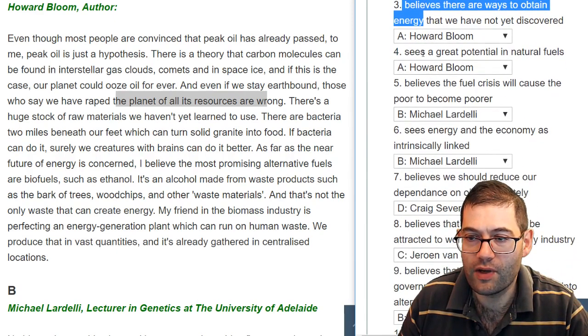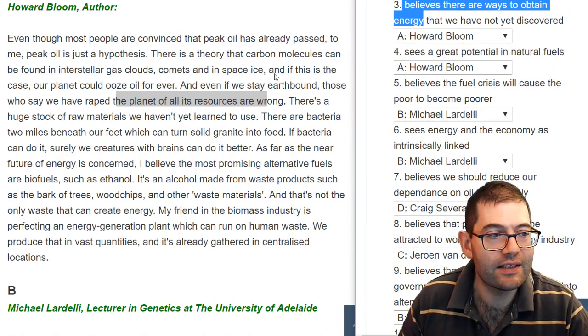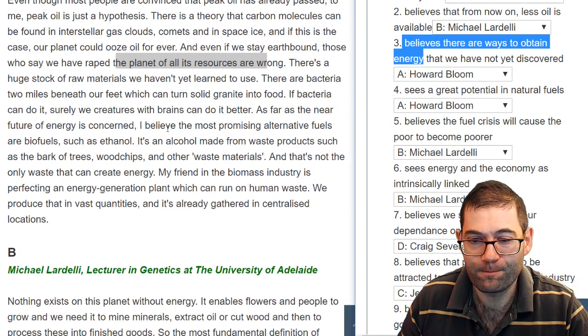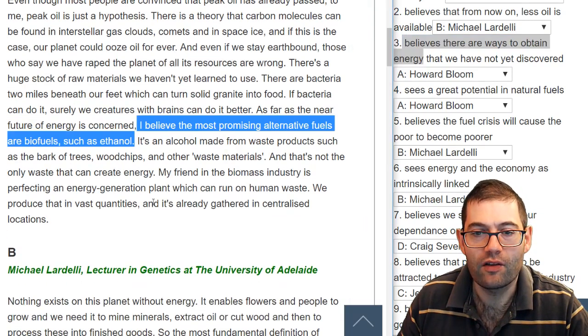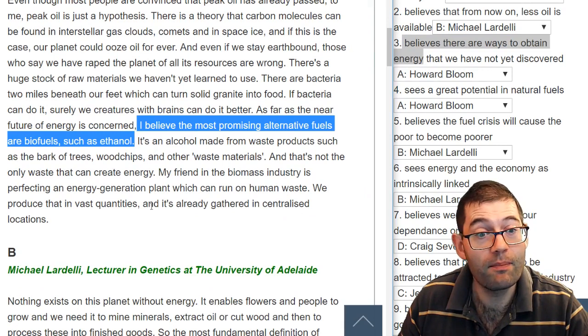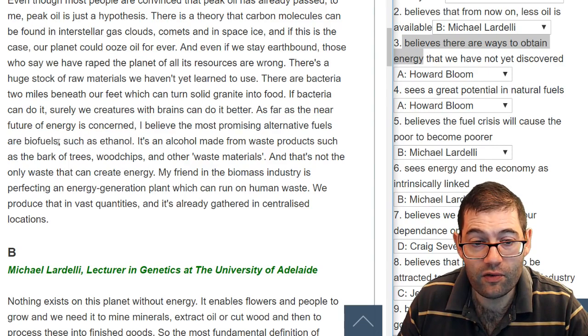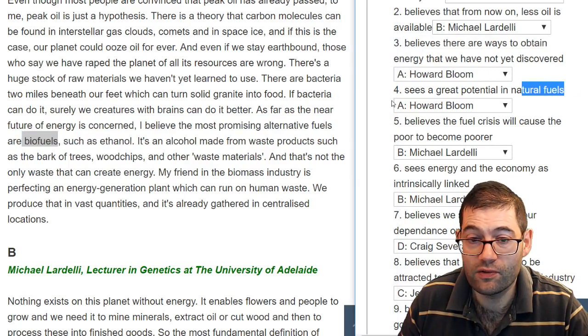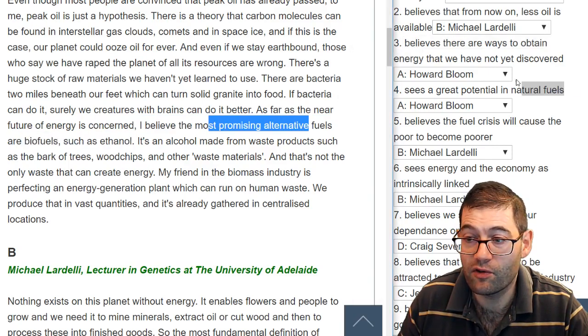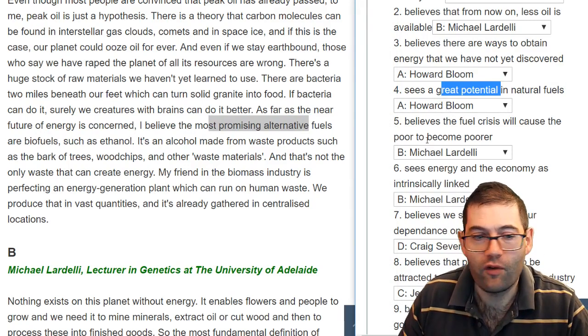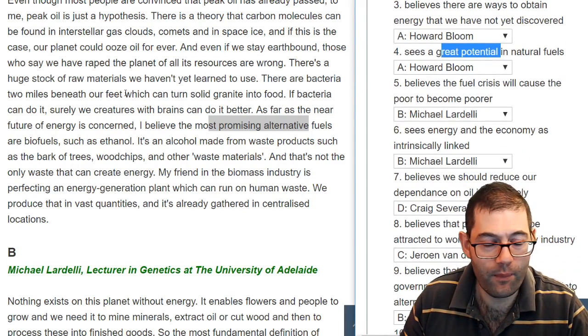For question number 4, it's which writer sees a great potential in natural fuels? That is, hang on a second, let me scroll that down. That is also A. Where it says, I believe the most promising alternative fuels are biofuels, such as ethanol. So biofuels are a form of natural fuels, most promising alternative forms, great potential. So vocabulary links there.